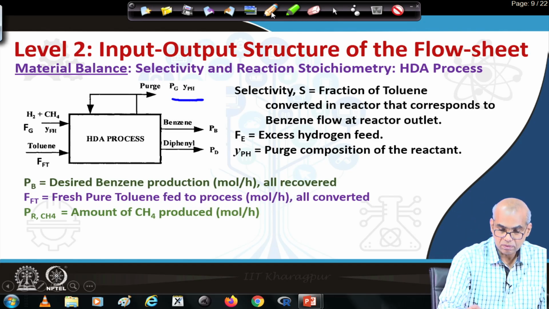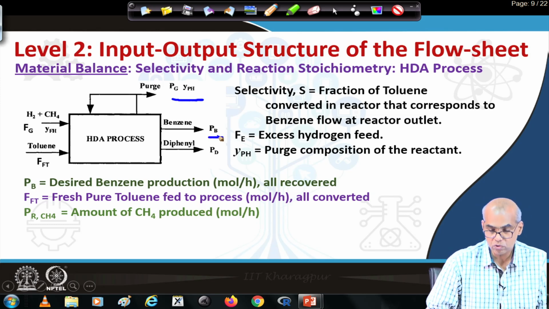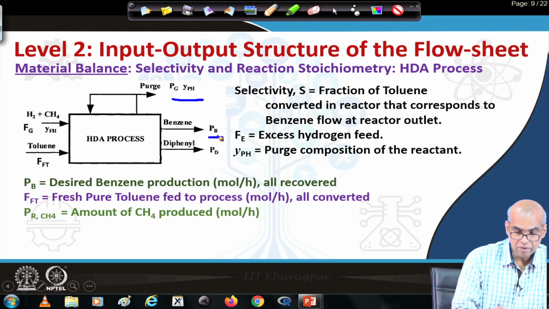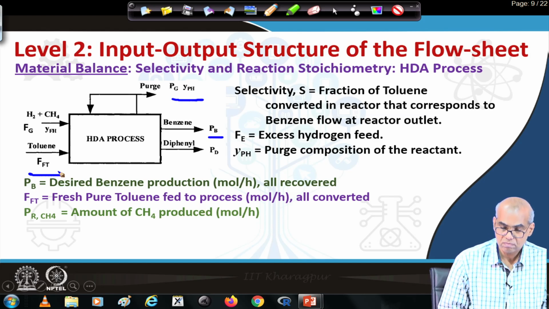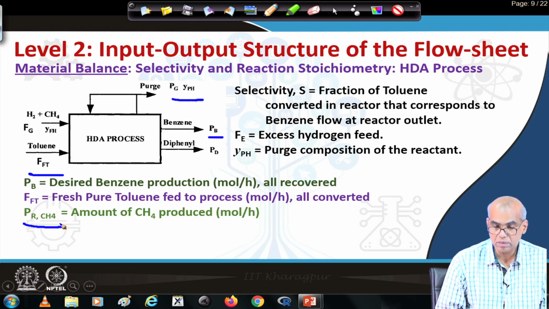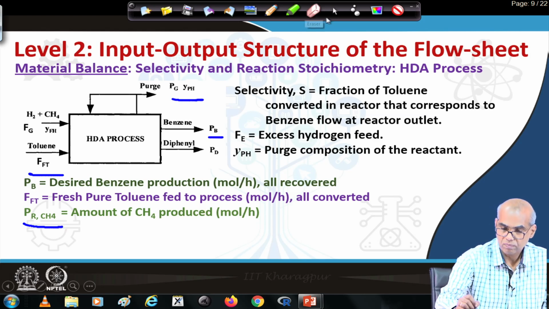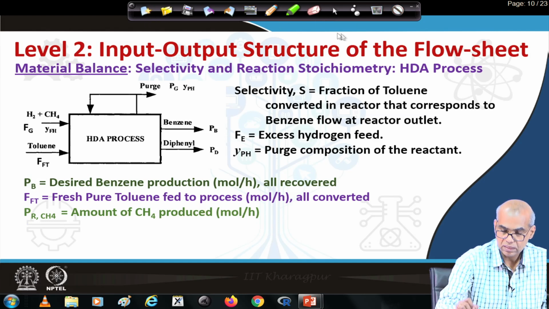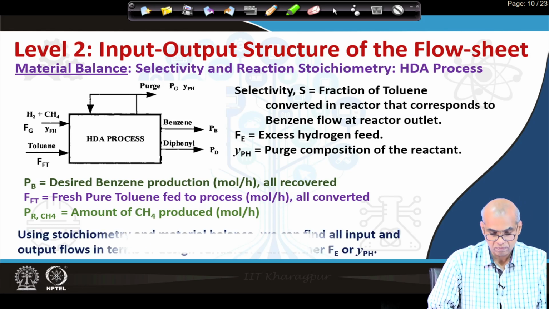Pb is the desired benzene production in moles per hour. We assume all benzene is being recovered. FFT is the fresh pure toluene fed to the process, again in moles per hour. We assume that all the toluene is getting converted, and PrCH4 is the amount of methane produced in the process in moles per hour. Note that in the HDA process, methane is produced as well as enters the process as an impurity.